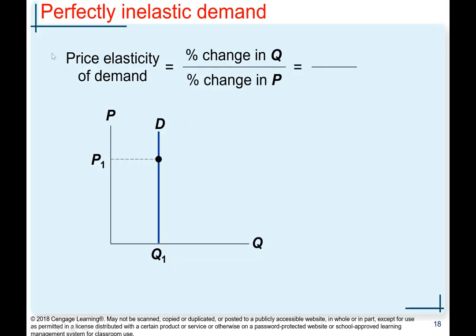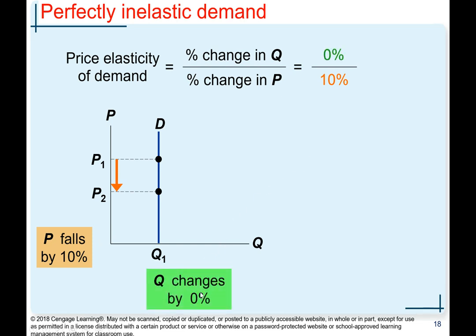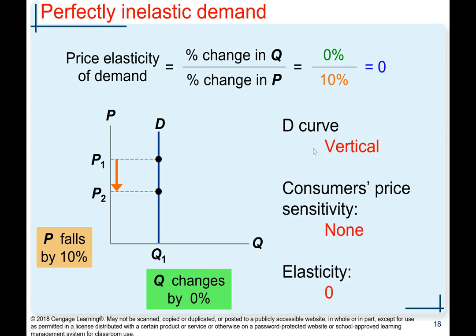Perfectly inelastic demand. Price elasticity of demand, the formula is percentage change in quantity divided by percentage change in price. In this case, the price falls by 10%, that goes to the denominator. The numerator, quantity, changes by 0%. And 0% divided by 10% is 0. Demand curve is vertical, as you can see. Consumer price sensitivity is none, and elasticity, therefore, is 0.